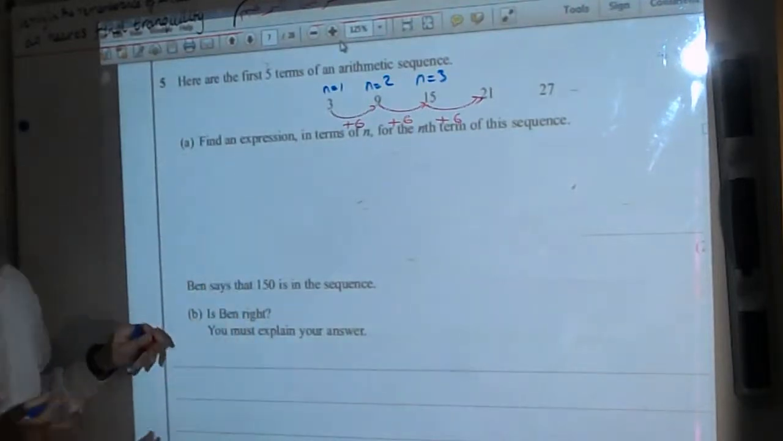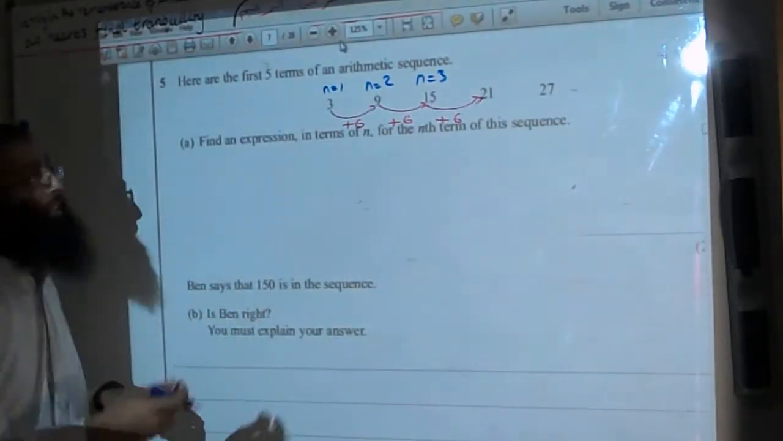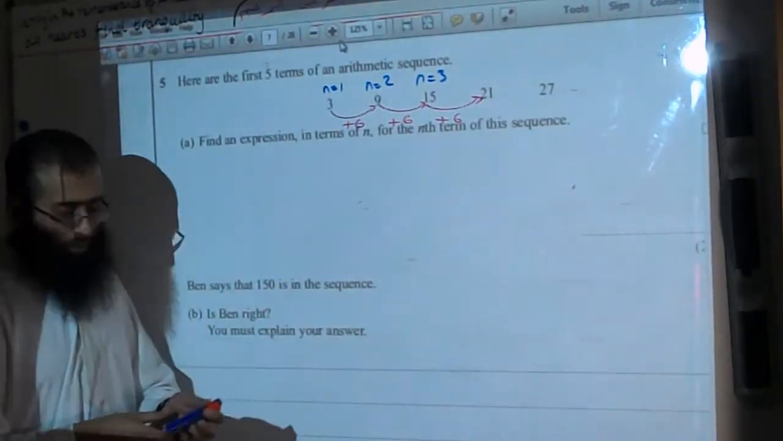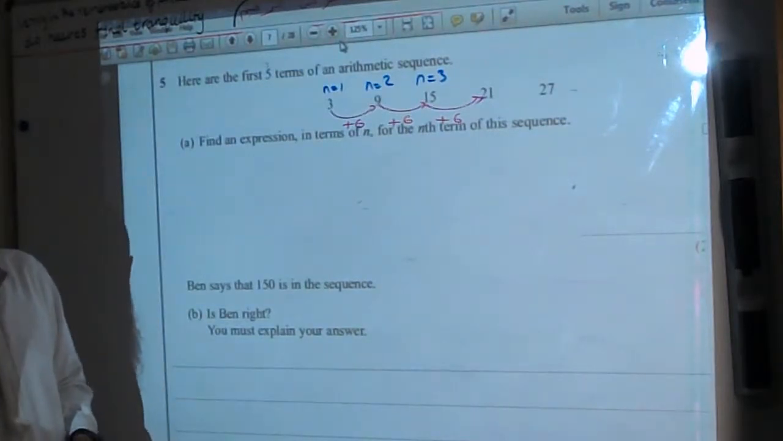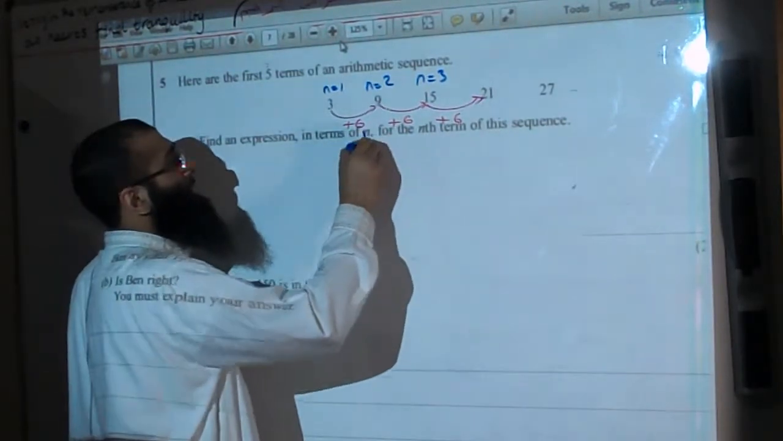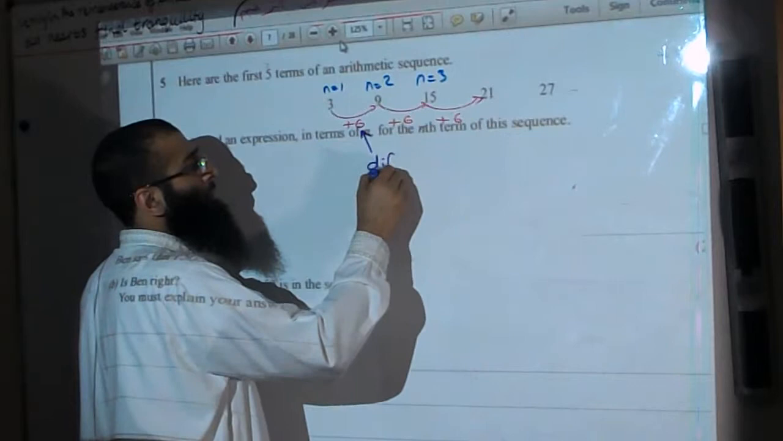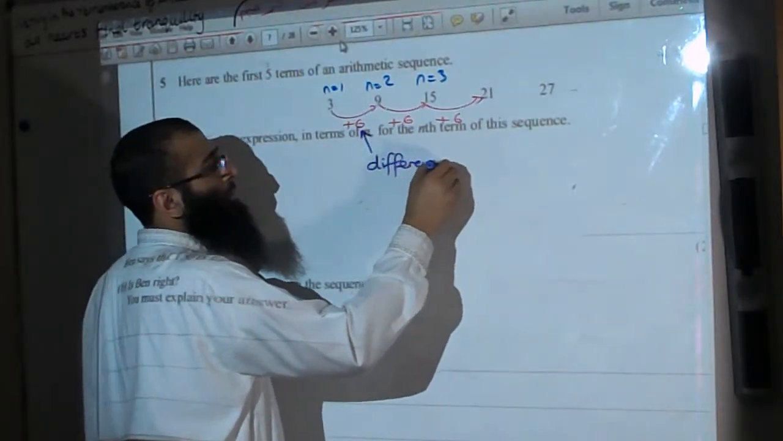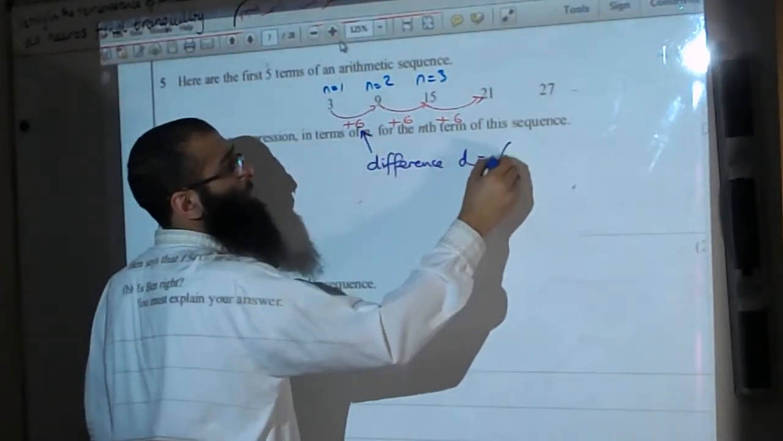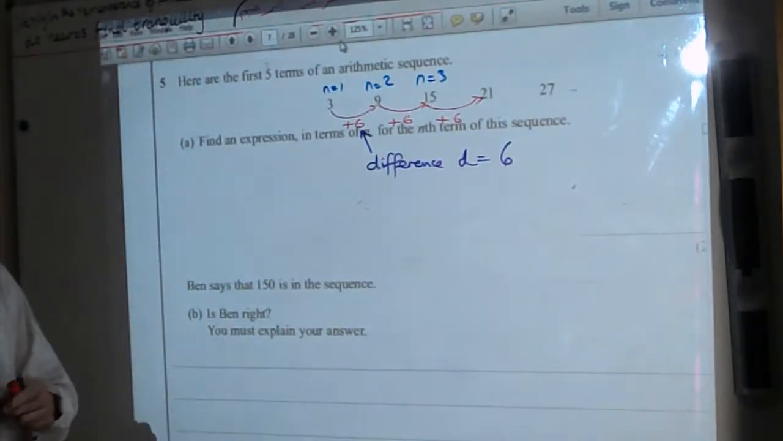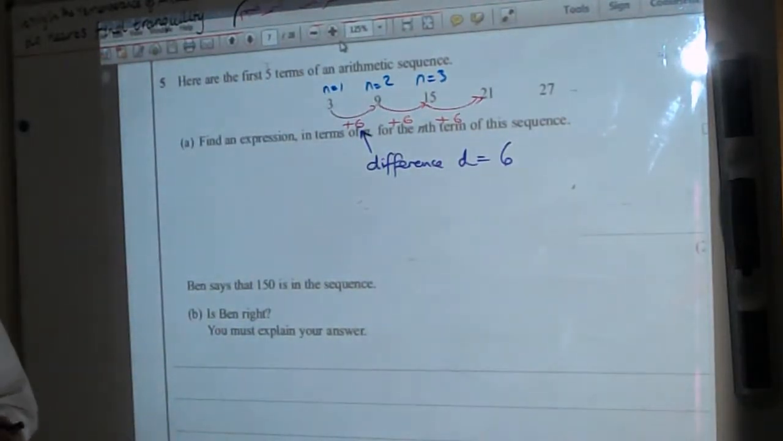That's why it's called the arithmetic sequence. It changes by the same amount each time. So that plus 6 is called what? It's called the difference. Now, if you want to work out the nth term, what we need to do first of all is work out the 0th term.